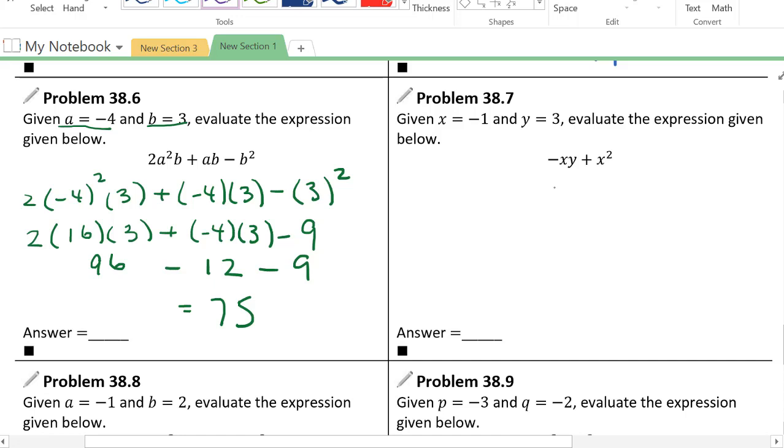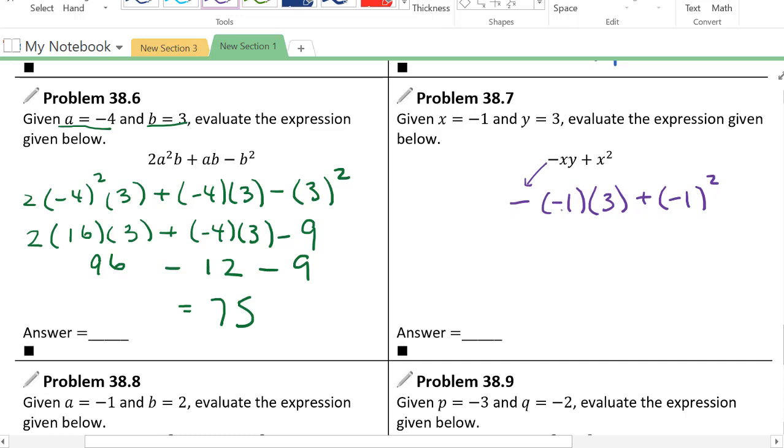So same thing, all right? The negative is from the question, right? So I'm just bringing this negative down. And then what is x? X is -1, right? And then y is 3, and then plus, and then x squared. So that's going to be -1 squared. Okay? And now we just multiply.